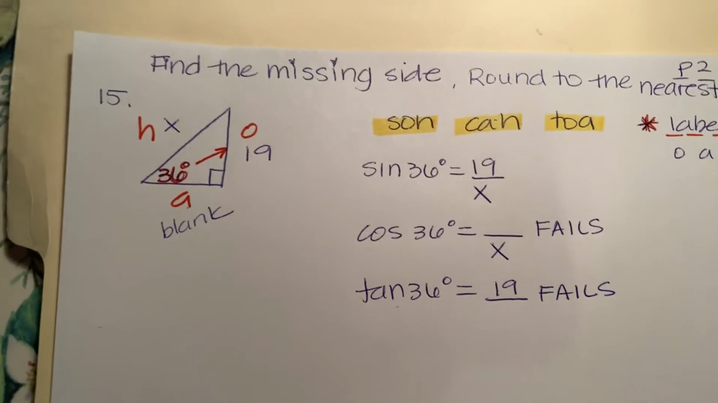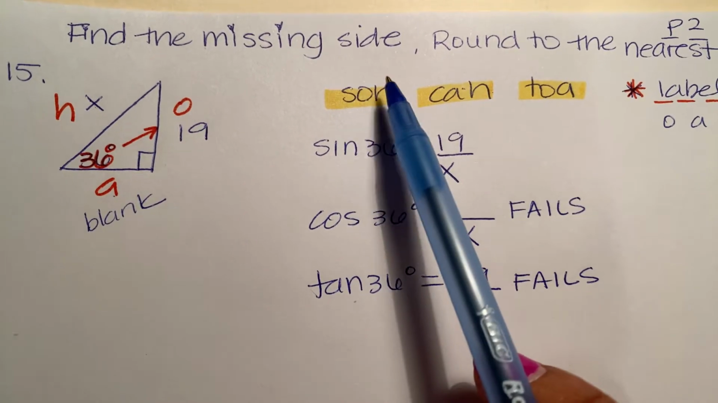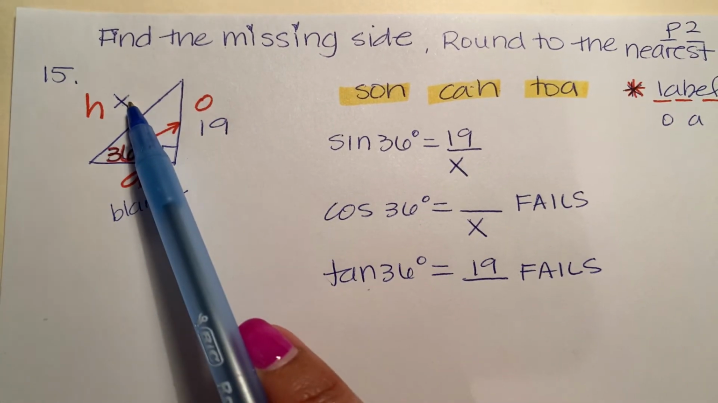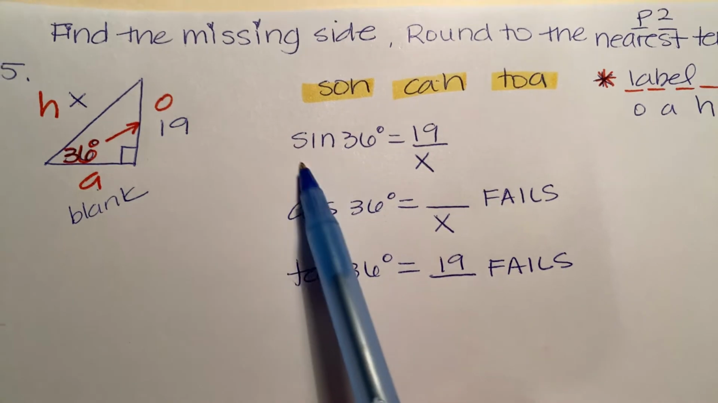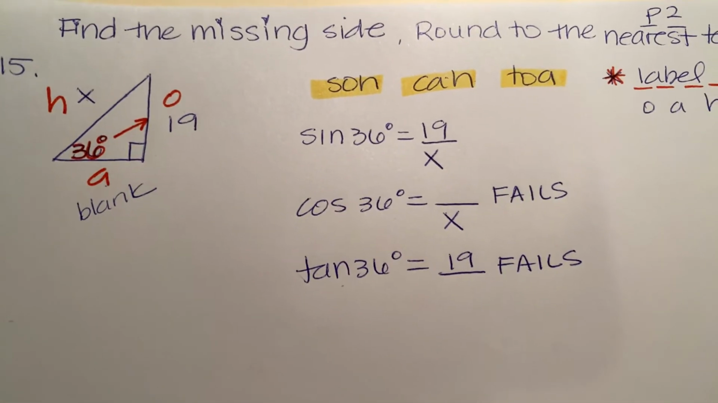Okay, so why is sine the winner? Sine is opposite over hypotenuse. Opposite is 19, hypotenuse is X. This proportion is fully labeled. Everything is in its position. You can throw this into a calculator.